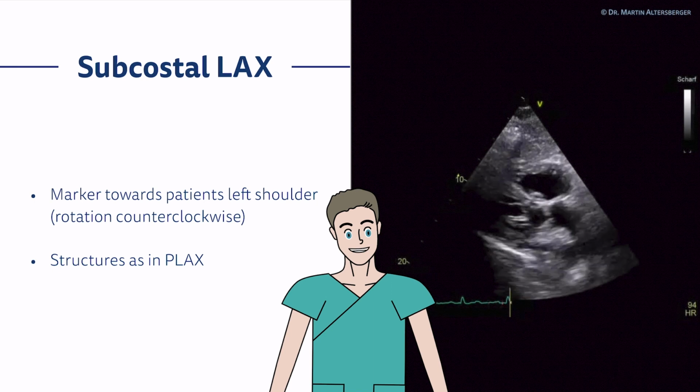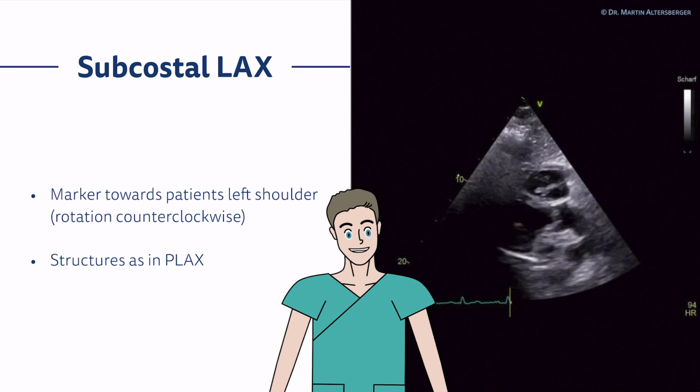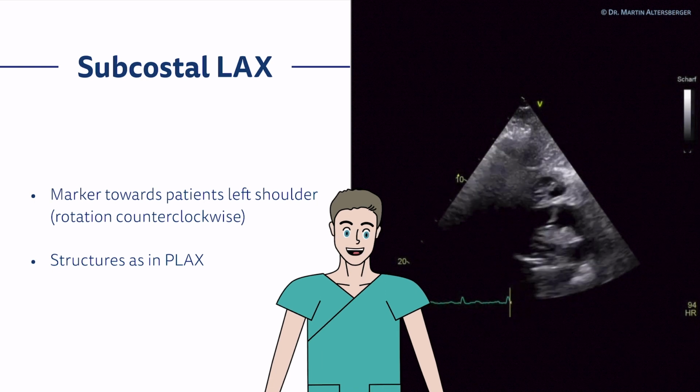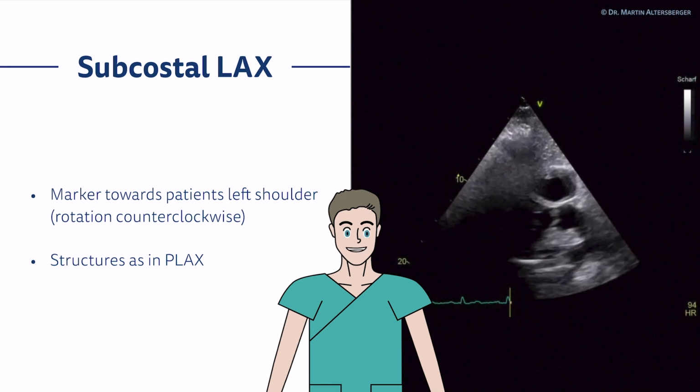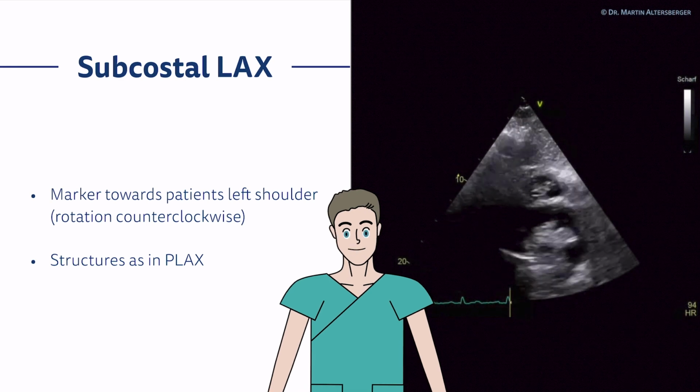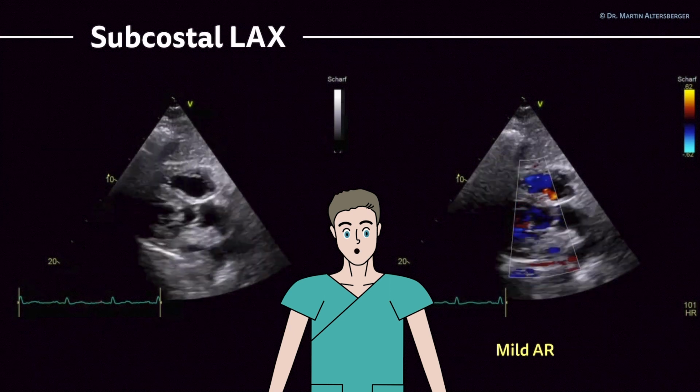So by means of subcostal approaches, it's very important to know that most of the views you can find parasternally and also apically are possible to be visualized in these subcostal views.